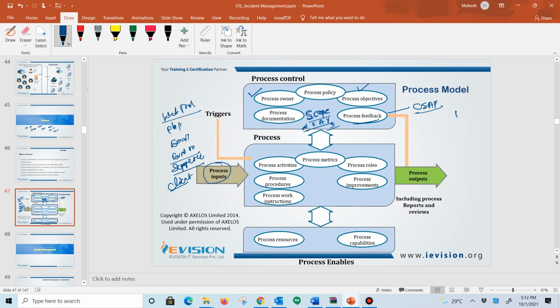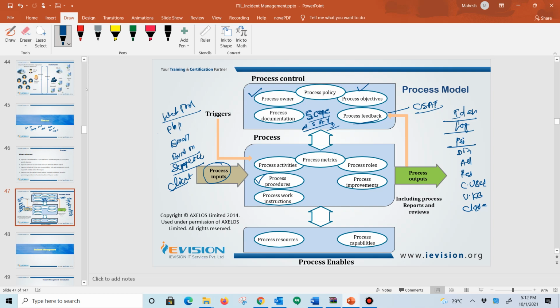The activities are like identification, that is you are going to log the incident, prioritize, diagnose, allocate, resolution, communicate to the user, update the knowledge base, and close. These are called process activities. Process procedures: how you are going to identify, log, prioritize, all this is called procedures.